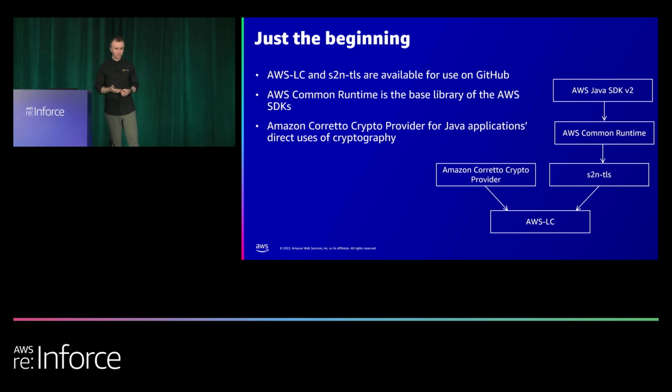And our use cases extend beyond just TLS and connections over the internet. For applications that need to use cryptography in their application, such as for client-side encryption, you can use the Amazon Corretto Crypto Provider, which again is a Java library that provides the same standard Java interface for cryptography that you might already be using in your application, but is powered by AWS-LC and gets all of the optimizations and security benefits of using our implementations of those algorithms.